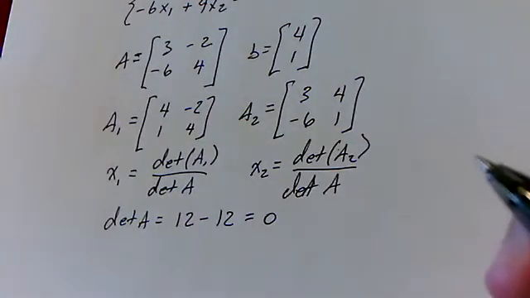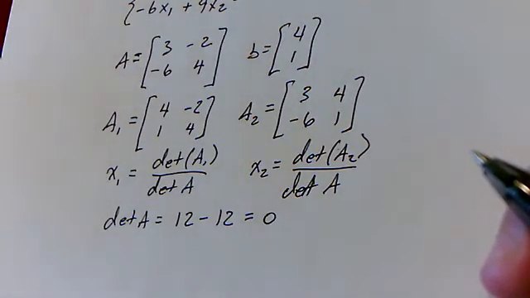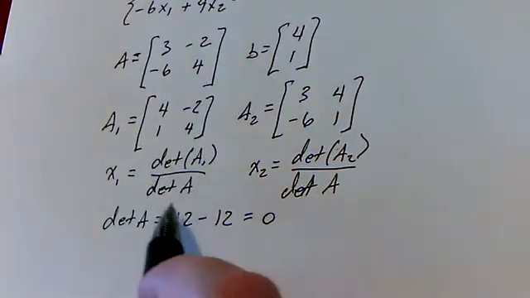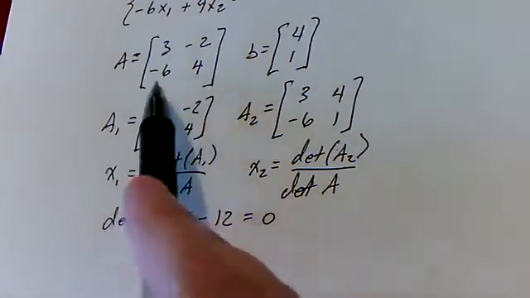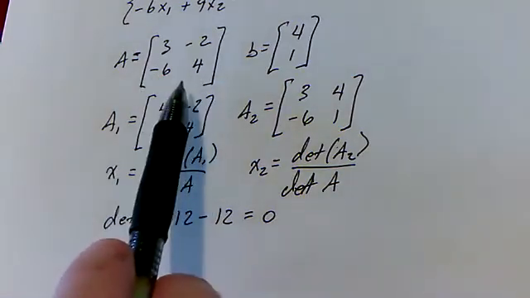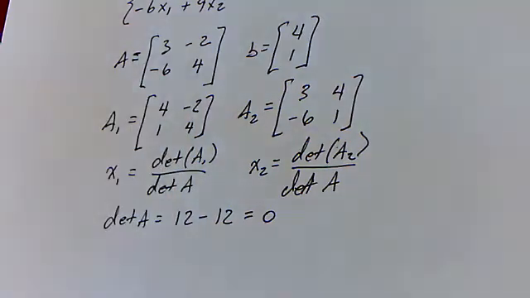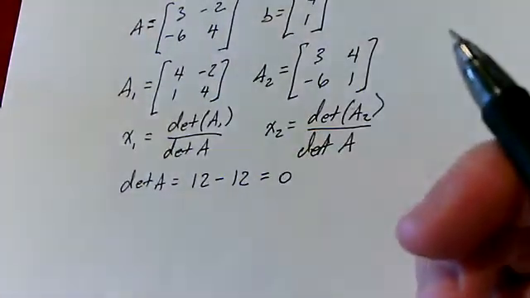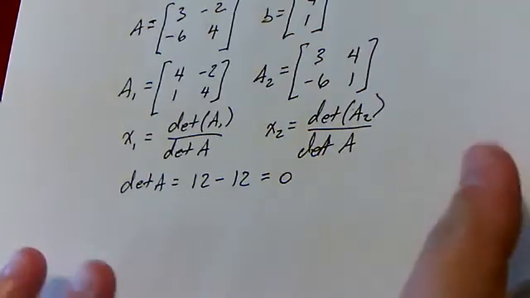I get 0. So that is a problem, right? That means I don't have a solution to this system, because I can't divide by 0. Notice these two columns are actually multiples of each other. If I multiply the first by 3/2, I get the second column. So notice Cramer's rule only works if A is invertible. You can only use Cramer's rule if A is invertible. Now, we're still ultimately going to do this.